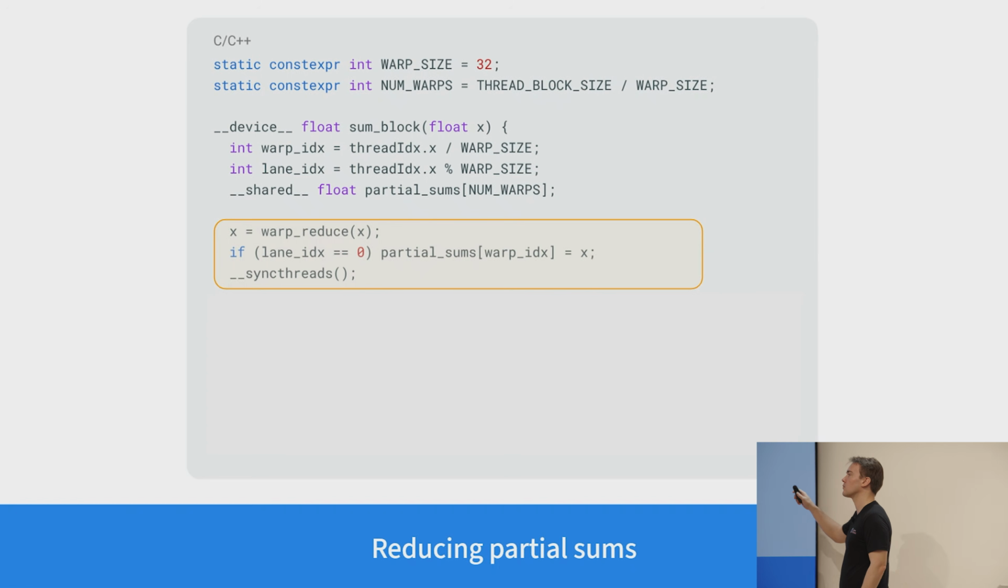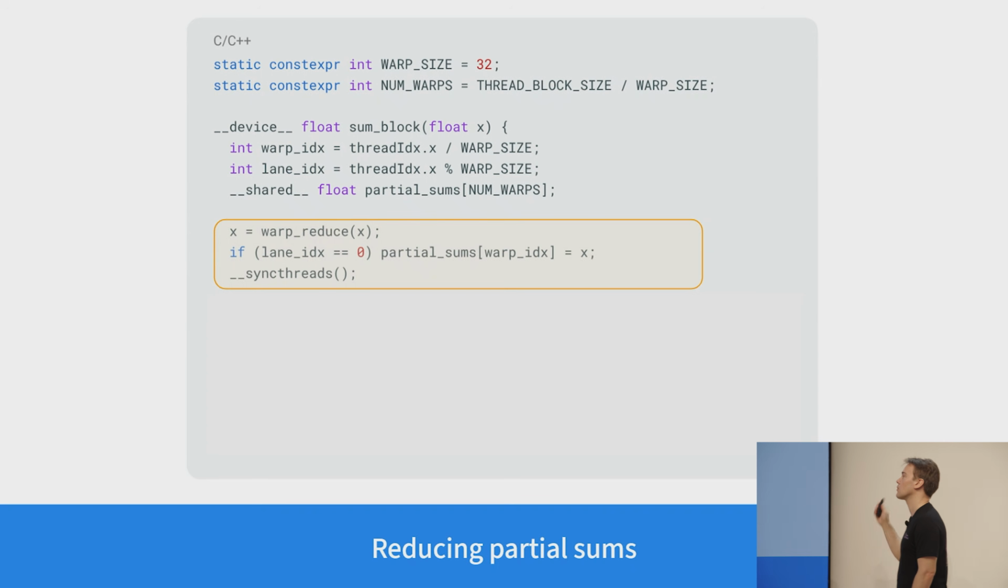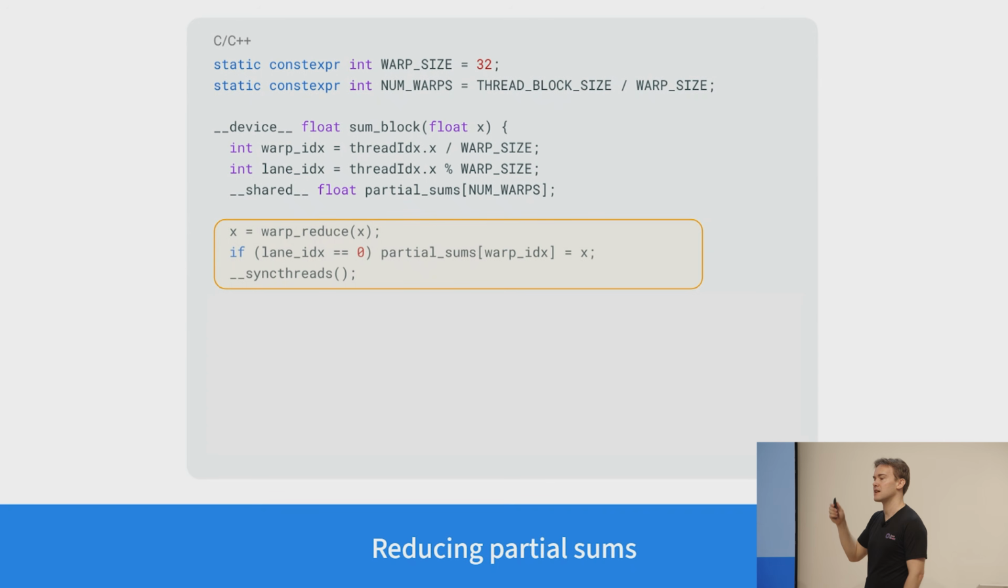And very importantly, we need to synchronize everyone, since different warps don't necessarily execute in lockstep. They might arrive at this line at different times, and we want to make sure that everyone is here before we continue, because we want to make sure that everyone sees the same shared memory before we continue.